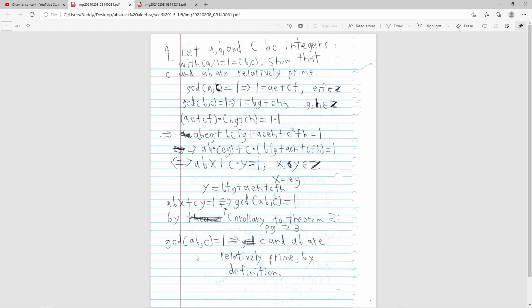And of course, GCD of AB, the product AB, and C equals 1 implies that C and AB are relatively prime by definition, because that's what relatively prime means. The greatest common divisor between the two numbers is 1.